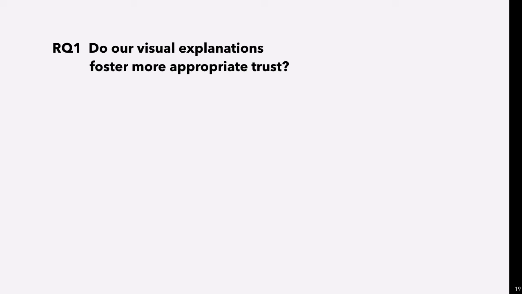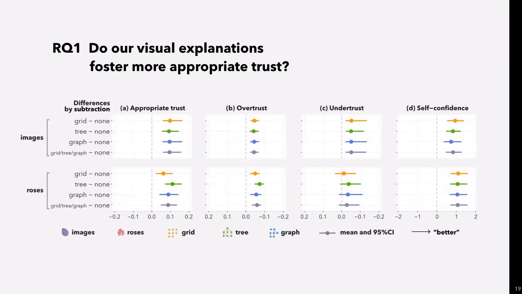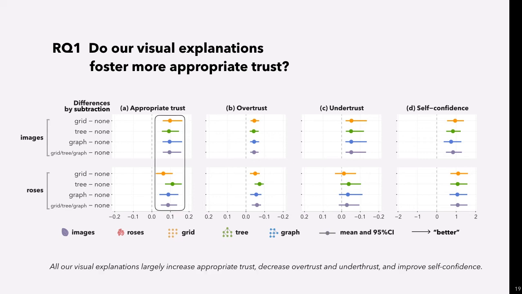For the first research question, we want to confirm that our visual explanations are good. So we ask, do our visual explanations foster more appropriate trust? We did the subtraction, where we subtract the control condition from all the visual explanation conditions. And we found out that the effects are pretty strong. All our visual explanations largely increase appropriate trust, decrease overtrust and undertrust, and improve self-confidence.